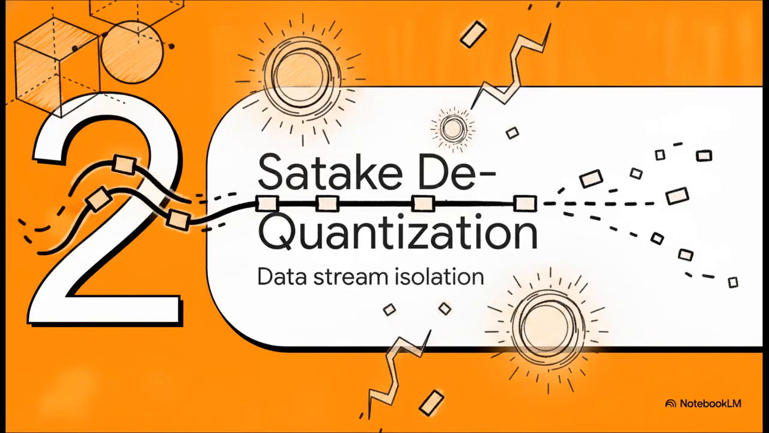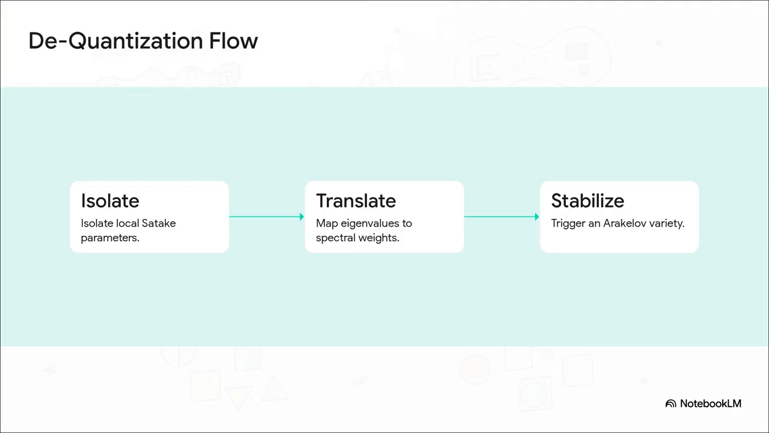Moving on to stage 2, Satake parameter dequantization. Now we need to isolate and dequantize our data stream. We track the dual coordinates through a really elegant 3-step logical flow. First up, we factor the Galois action to isolate the local Satake parameter matrices. Next, we take those rigid arithmetic eigenvalues and map them directly onto the spectral weights of a cuspidal automorphic representation. And third, we use those newly locked eigenvalues to trigger a unique arithmetic Calabi-Yau variety using the quantum J-flow stabilizer.